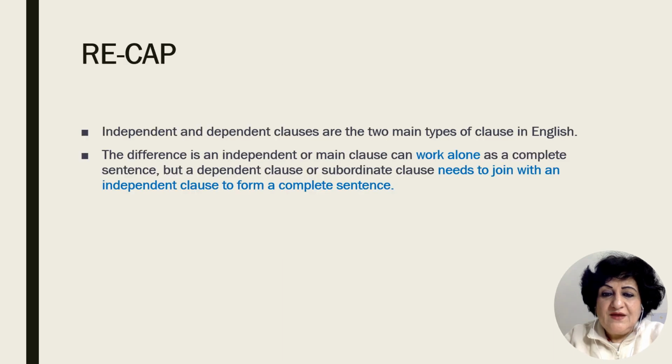To recap, independent and dependent clauses are the two main types of clause in English. The difference is that an independent clause or main clause can work alone as a complete sentence, but a dependent clause or subordinate clause needs to join with an independent clause to form a complete sentence and convey some meaning.